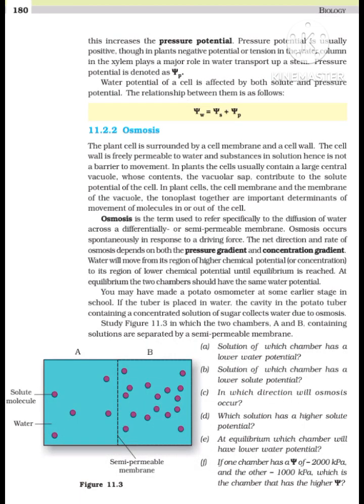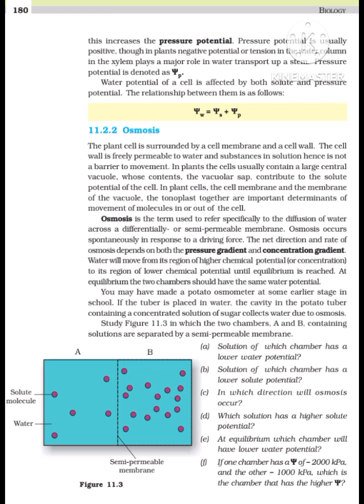Pressure potential is usually positive, though in plants negative potential or tension in the water column in the xylem plays a major role in water transport up a stem. Pressure potential is denoted as psi-P. Water potential of a cell is affected by both solute and pressure potential. The relationship between them is as follows: psi-W equals psi-S plus psi-P.